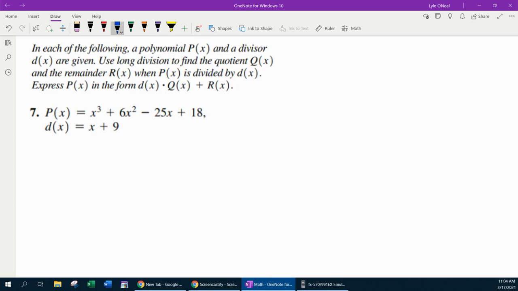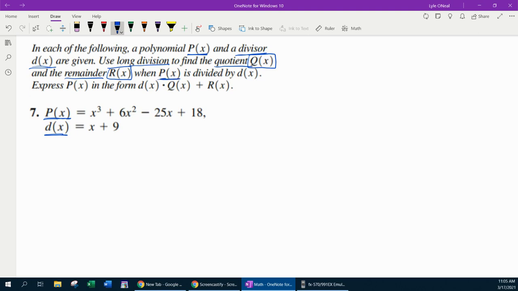And the reason I wanted to throw this out here with the instructions is because sometimes the instructions can be really confusing with all the math notation. So it says in the following, a polynomial p of x, that's going to just be a function p of x, and a divisor. Now that's a key word. Divisor is d of x. That's this linear function. Are given. It says use long division. So we're going to be using long division again to find the quotient, and we're going to call that q of x. And the remainder, we're going to call that r of x.